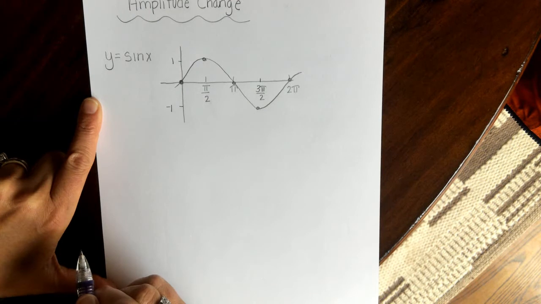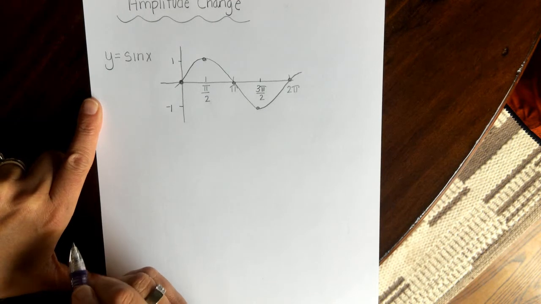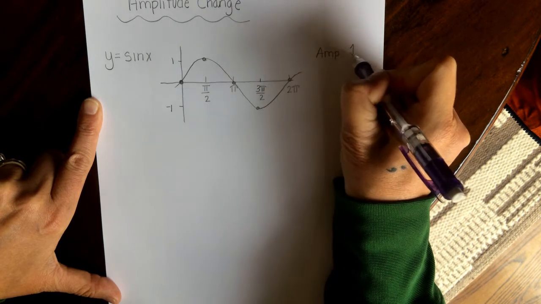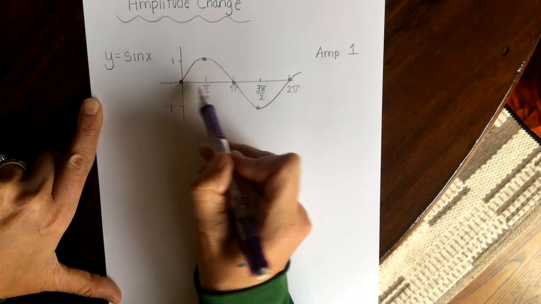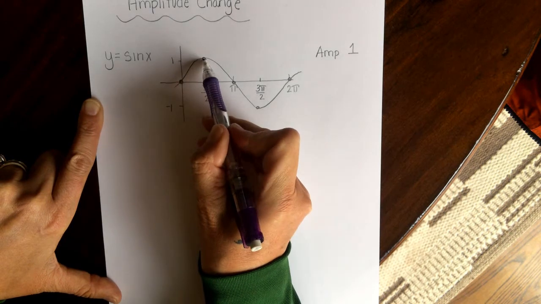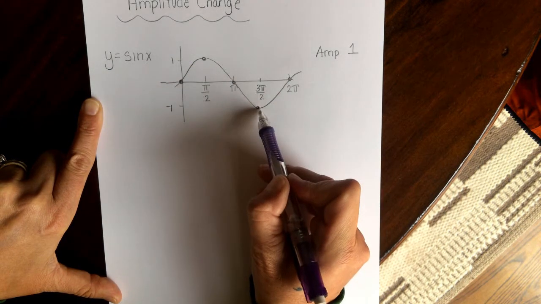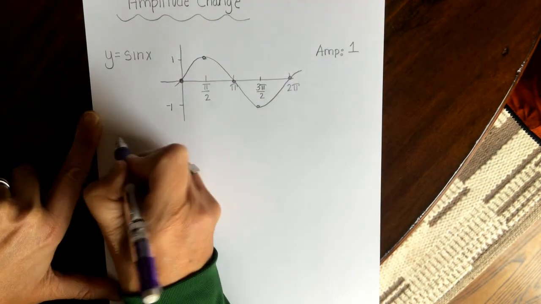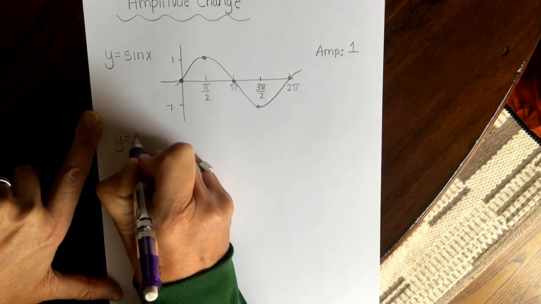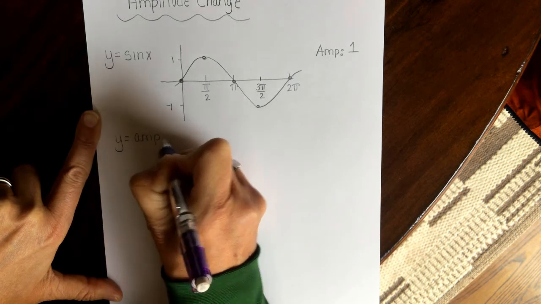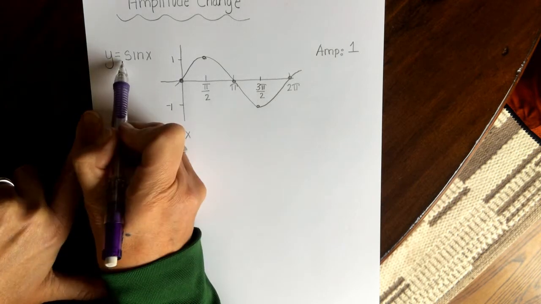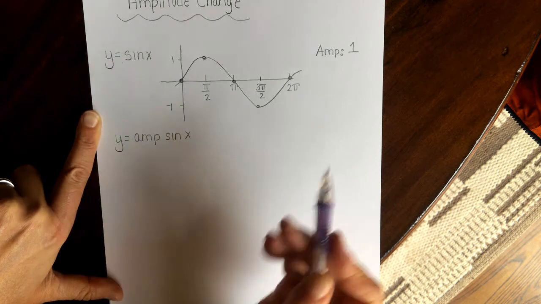Now let's suppose I change the amplitude on this. The current amplitude in this problem is 1. Remember, amplitude is the distance from the midline to the max, midline to the minimum. So now, if I'm going to change the amplitude, the change in amplitude is the number that comes right in front of sine. So in our parent function, you don't see a number, so it's understood to be 1.